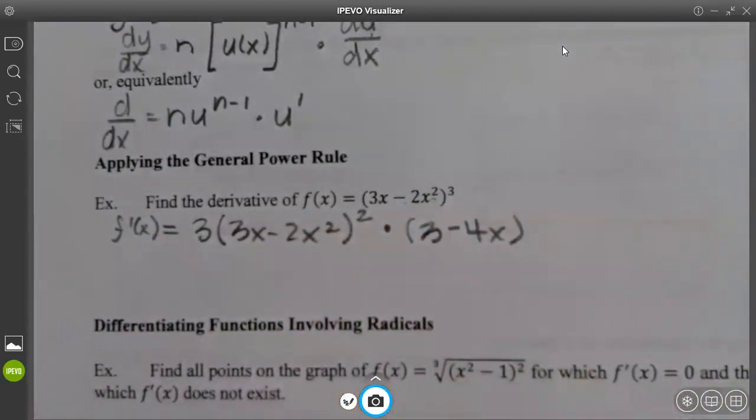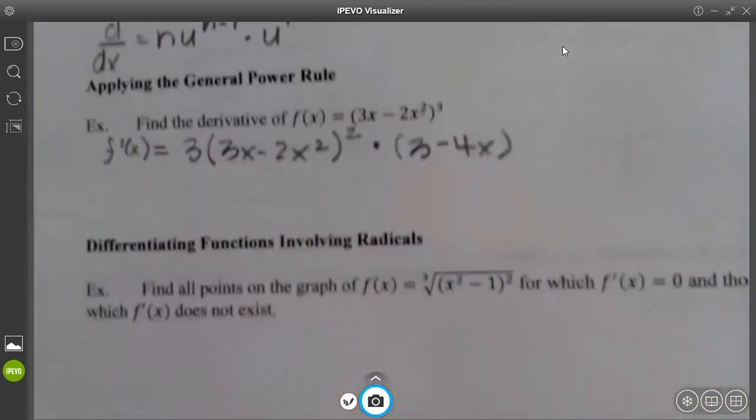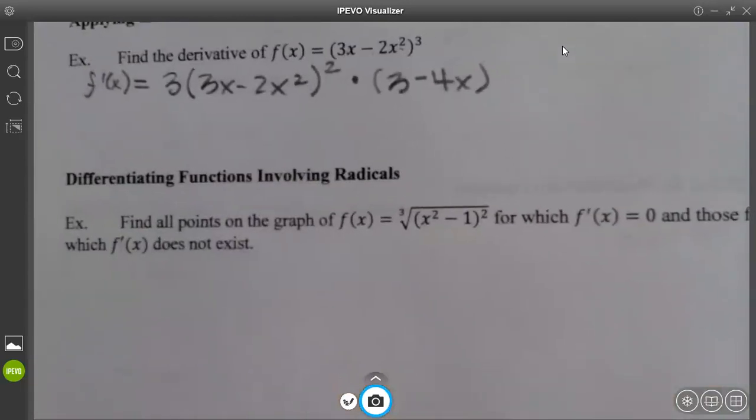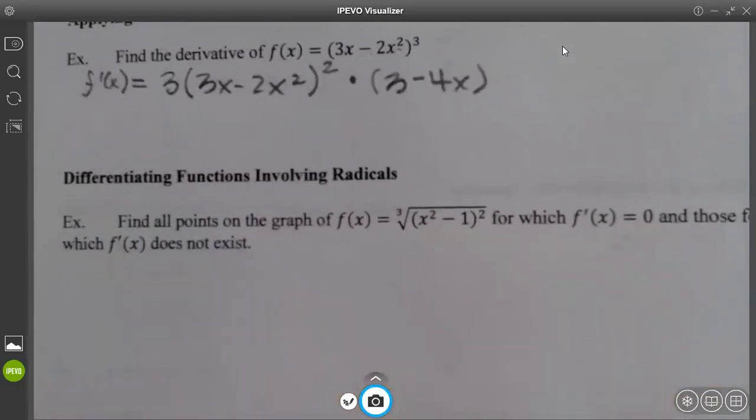Leave it just like this. Don't do anything else. The only thing you could do is distribute your 3, but you're not going to multiply them all together or anything like that. So it's good just like this. All right, find all the points on the graph of f of x equals the cube root of x squared minus 1 squared, for which f prime of x equals 0, and those for which f prime of x does not exist.